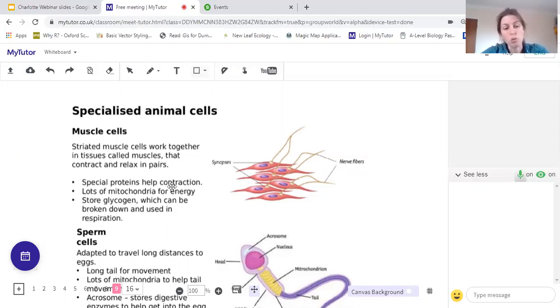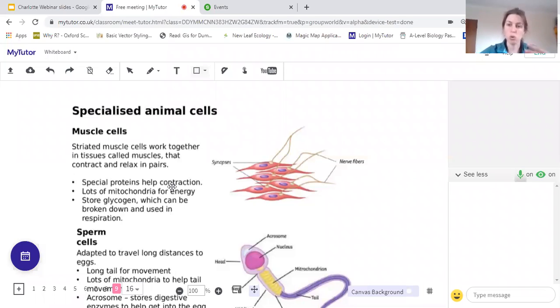They also store a substance called glycogen. Glycogen can be broken down and used in respiration. So glucose is what's used in respiration to produce energy. Glycogen is a way of storing glucose. So muscle cells have kind of space for that to happen.